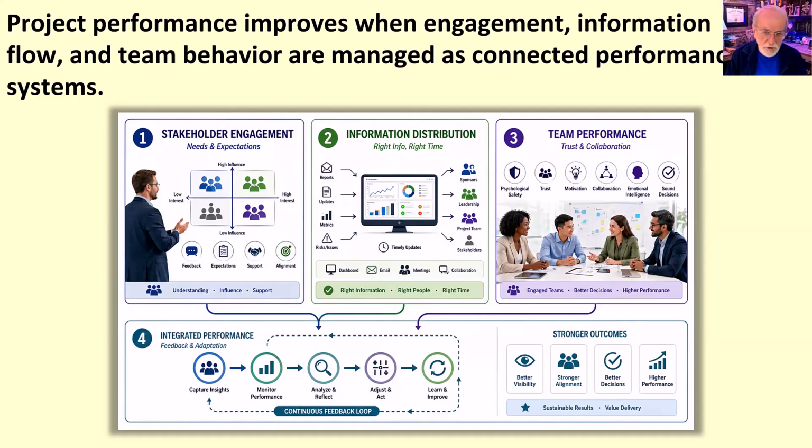Stakeholder engagement helps the project team understand who is affected by the project, what they need, how they may influence work, and how their expectations may change. Engagement is not only about communicating outward, it's also about listening, interpreting stakeholder signals, and adjusting the project management approach when needed. Information distribution supports that engagement by making sure the right people receive the right information at the right time. Project information has to be timely, relevant, accurate, and useful. When communication is weak, stakeholders become uncertain, teams lose alignment, and decision-making suffers.